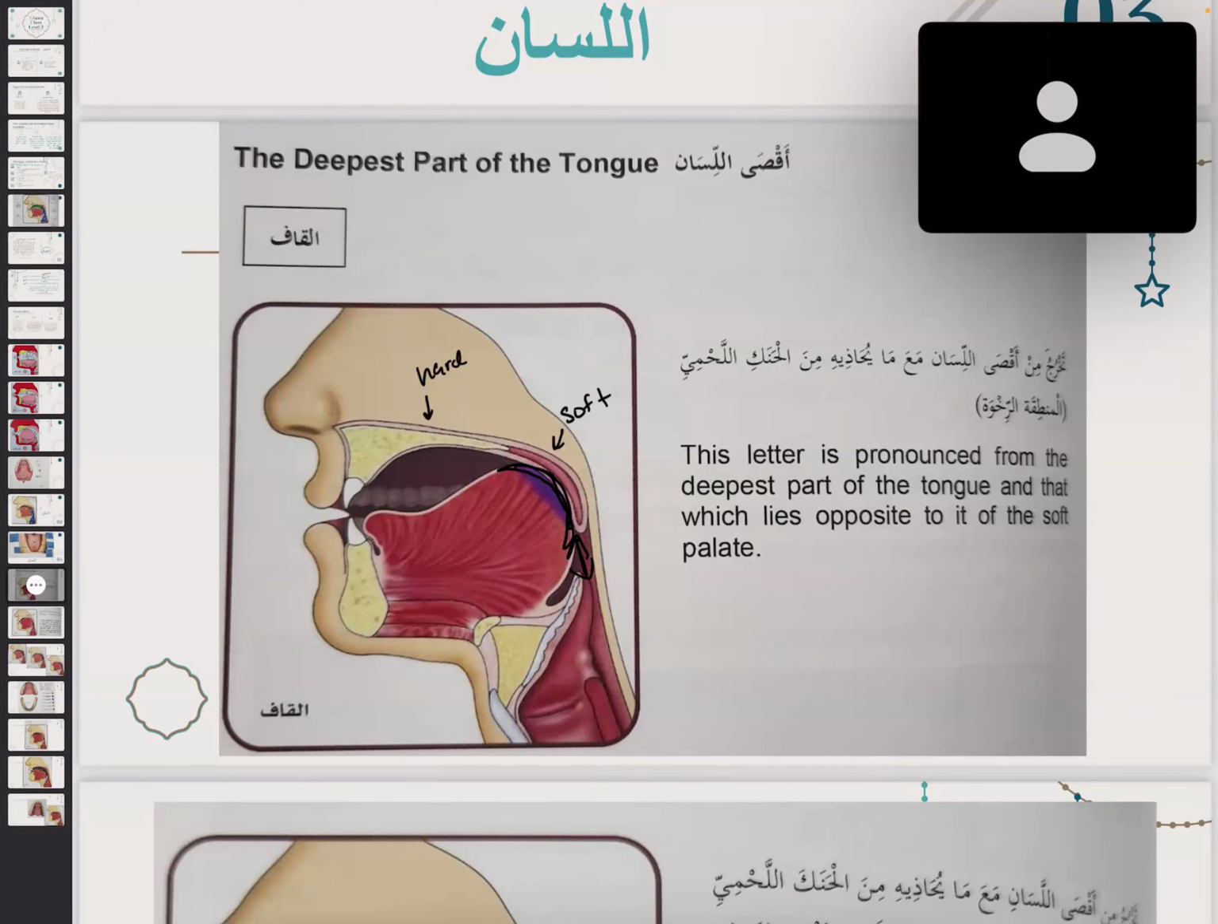Okay, al-qaf. This letter is pronounced from the deepest part of the tongue. And al-kaf, and the tongue is like opposite to the soft palate. But the kaf is articulated from the deepest part of the tongue. And also it's closest to kaf and qaf, but there is a difference between qaf and kaf.